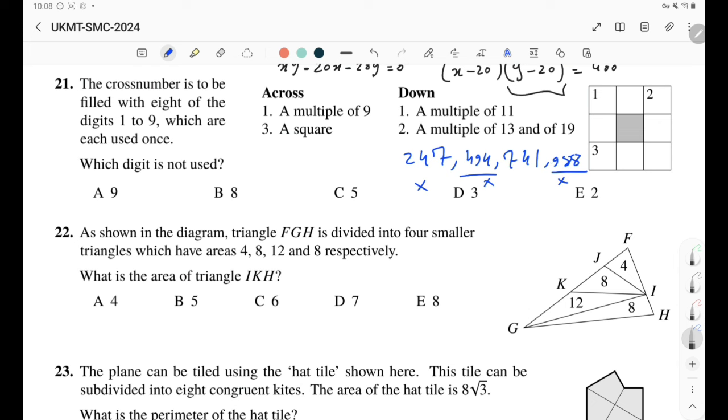So that means that right now we have something like this: 7, 4, and 1. Alright, that's nice. We've done a good job of getting rid of 3 numbers. So right now, let's continue. Let's think about it. We also have the square condition.